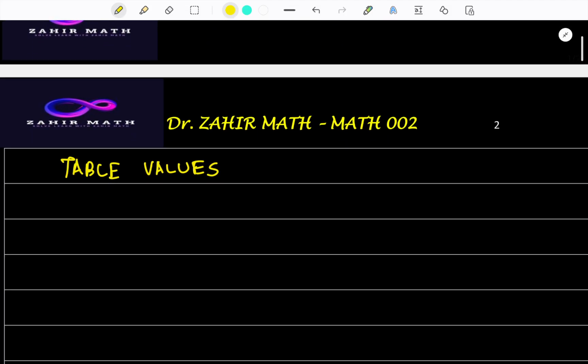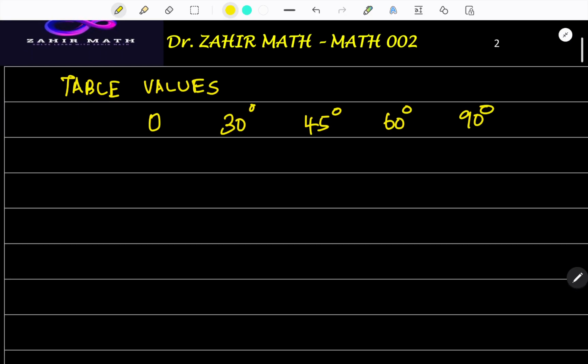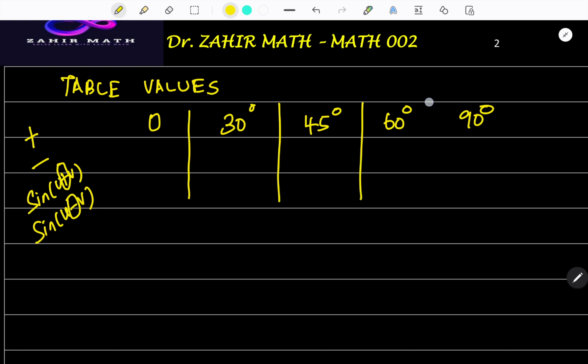Let's go to the next one. Next, you have to remember some table values. What is that? Standard values, which are 0, 30 degrees, 45 degrees, and the next one is 60 degrees and 90 degrees. So you have to remember these values. Every time we are going to use the plus formula or the minus formula. What do I mean by plus formula? It can be sine of u plus v, or it will be sine of u minus v. So either you will use plus or minus. So it means you have to take any two values from this table, right?